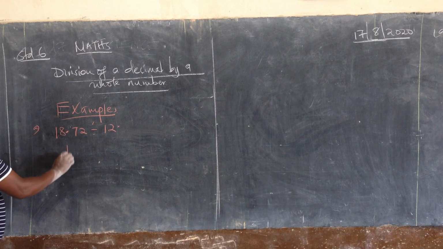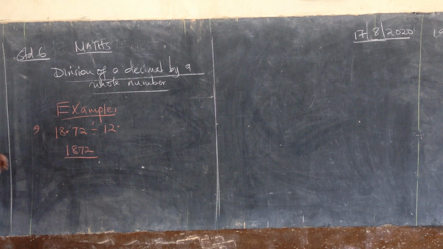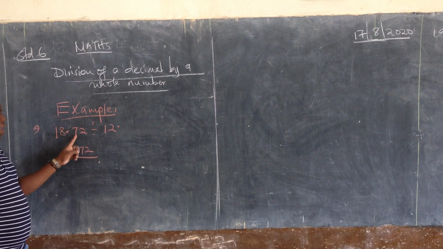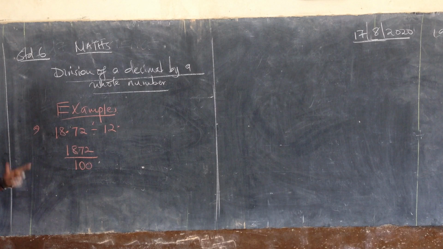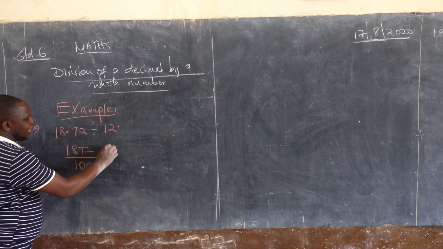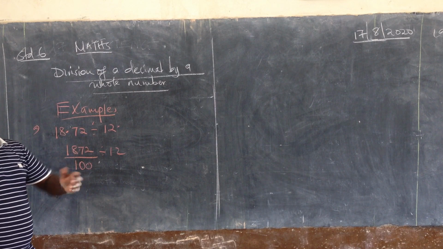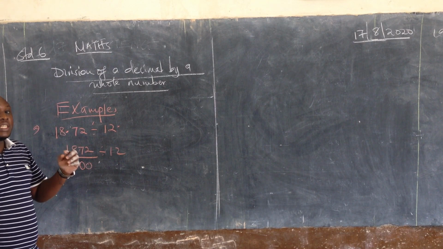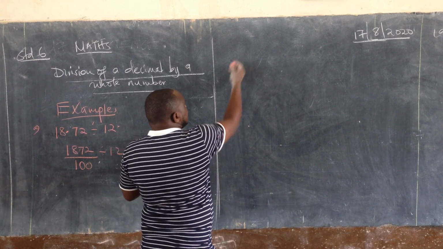So this in whole number becomes 1872 over how many decimal places do we have here? 1, 2. So over a number with 2 zeros, which is 100. Then we say divide by 12. From there, we will go to the reciprocal. Remember what we did in our first lessons about reciprocals?